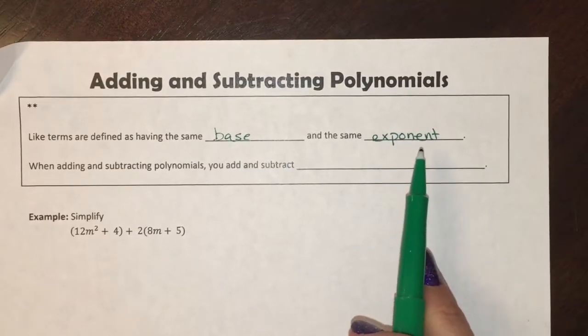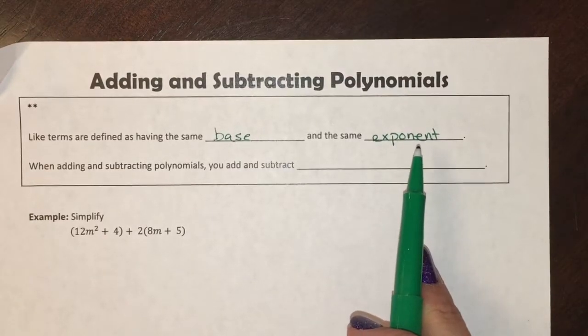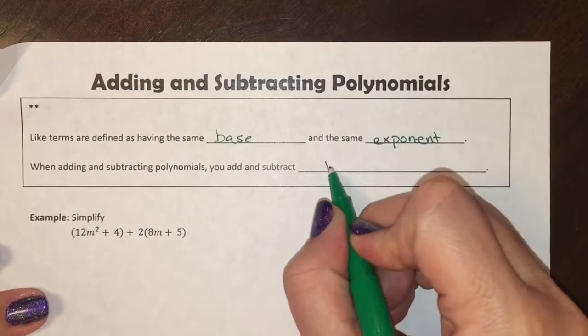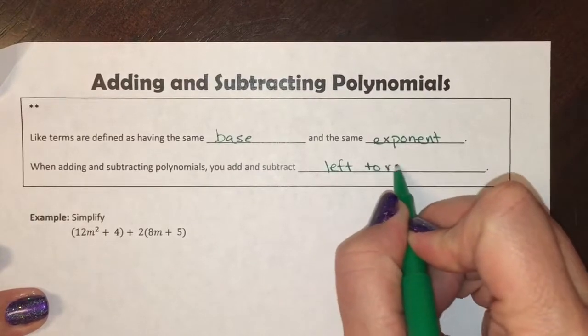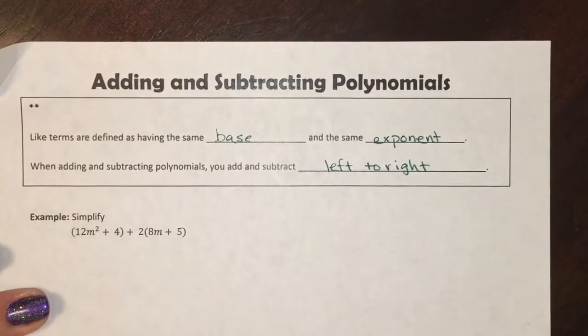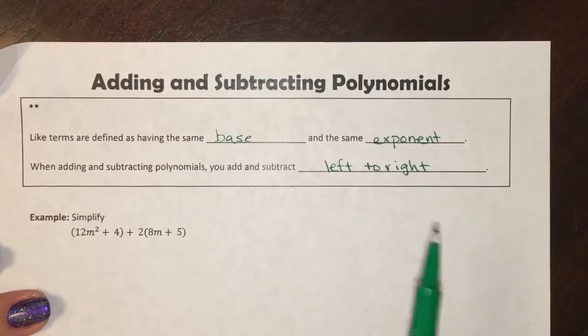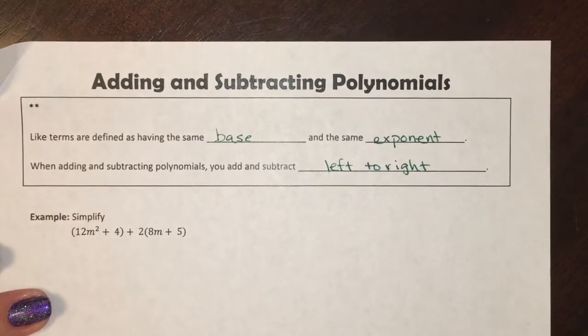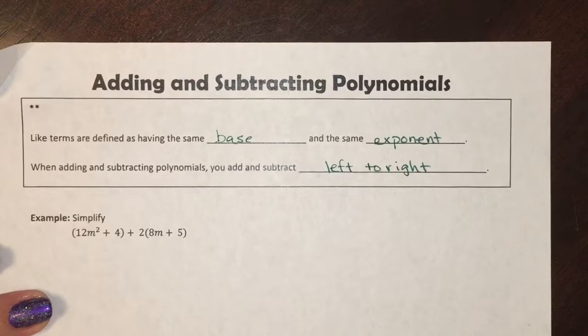Now, when you are adding and subtracting polynomials, you always add and subtract left to right. Just like we do in PEMDAS, we always go left to right, like when we read in English, we go left to right. And all that good stuff.